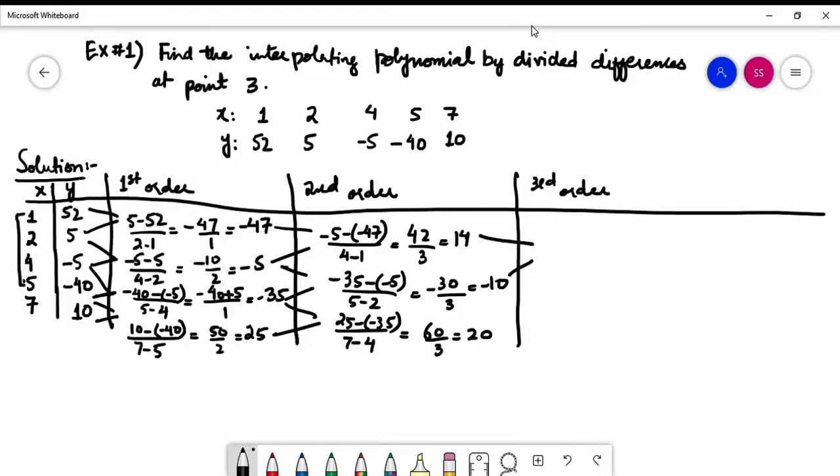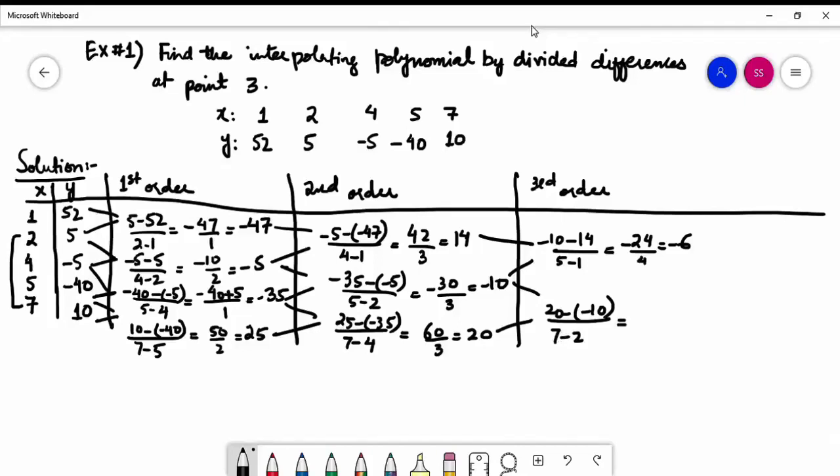Okay, second order will be calculated as minus 10 minus 14 divided by 5 minus 1, and that is equal to minus 24 divided by 4, and that is equal to minus 6. Similarly, 20 minus 10 divided by 7 minus 2, from 2 to 7. So 20 plus 10 is 30, 30 divided by 5 is equal to plus 6. So these are the third order divided differences.